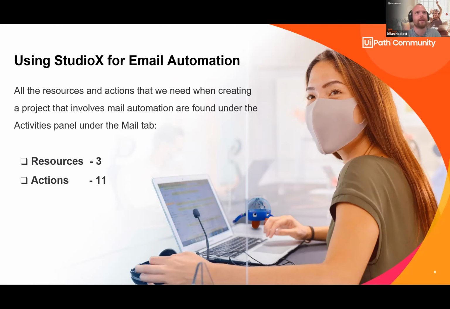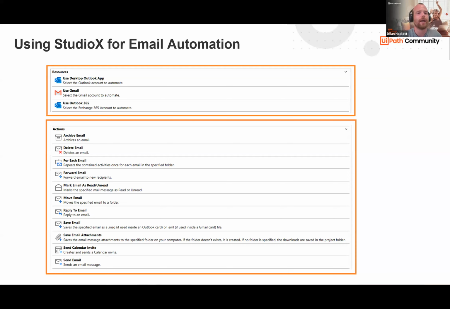And if we move on to the next slide, we can see that this is a list of the different things that you will get when you begin to look at this in StudioX. We've divided it up, as you can see, into the 3 resources at the top and then the actions at the bottom. And it's worth noting that we've got these 3 resources, 2 of which allude to Outlook. So you've got using the Outlook desktop app and also using Outlook 365. And you also have the use of Gmail as well. So those are the 3 sort of out of the box connectors, if you like, that you are given from within StudioX.